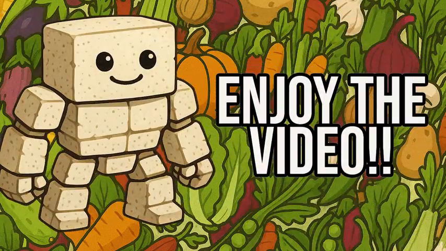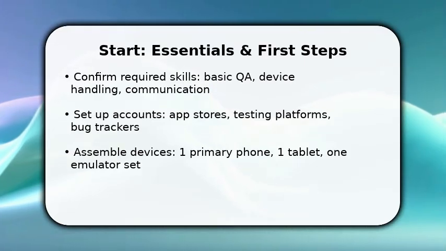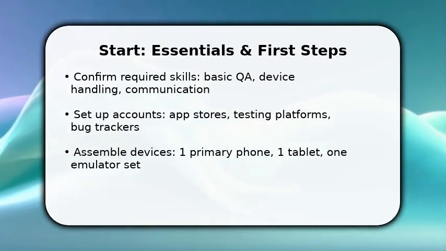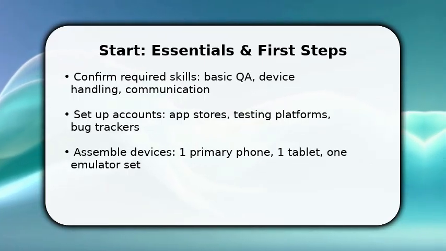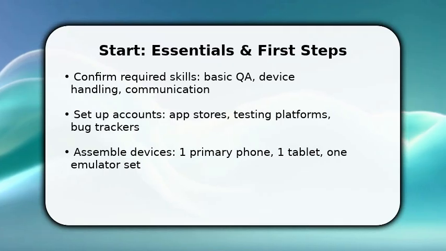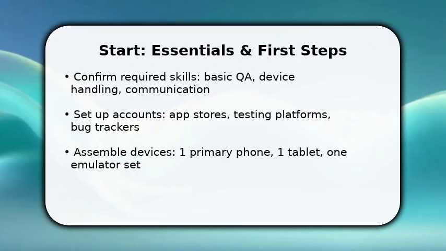Please enjoy the video. You begin by confirming core prerequisites and taking immediate action. Know basic QA concepts, how to reproduce bugs, and clear reporting. Create accounts on app stores and a testing platform so you can access builds quickly. Once done, install a bug tracker and configure device emulators. This saves time and ensures consistent testing conditions.